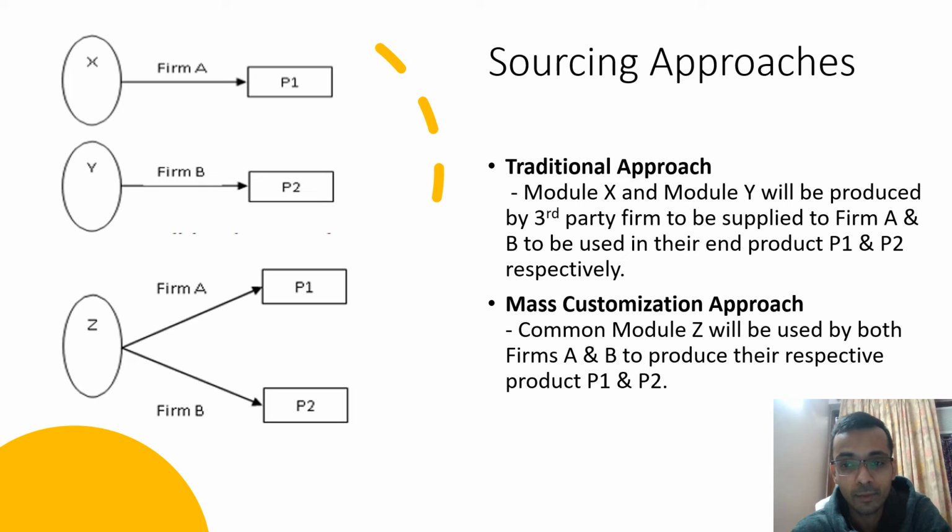Then they will be given to firm A, and firm A will use module X to produce their end product P1, while firm B will use module Y to produce P2. But in mass customization, a single common module will be produced so that both firms A and B can use it simultaneously. So there is no duplicated work involved when two different vendors are working. The same work is shared across the firms to produce their end products.